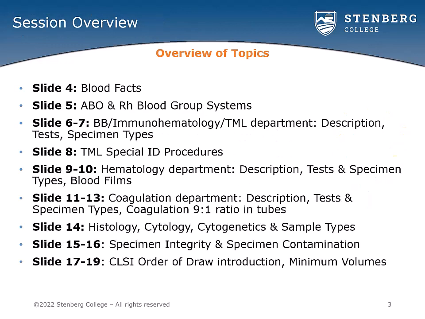Here's a list of topics we'll be covering and the slides on which you'll find the details and descriptions. We'll talk about the blood group systems, the blood bank or transfusion medicine department, the hematology department and its subsection coagulation, and the histology and pathology departments. We'll also discuss specimen integrity and have a brief introduction into the order of draw, or the order in which tubes should be drawn. It looks like some pretty interesting information about lab departments. Let's go find out more.